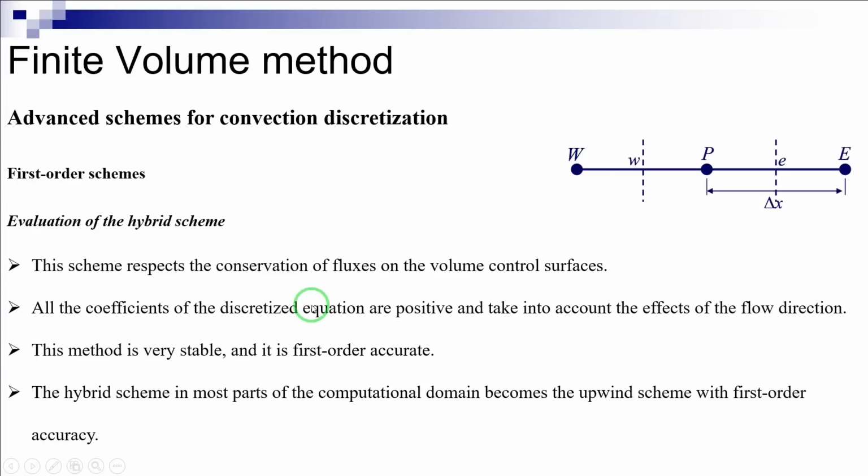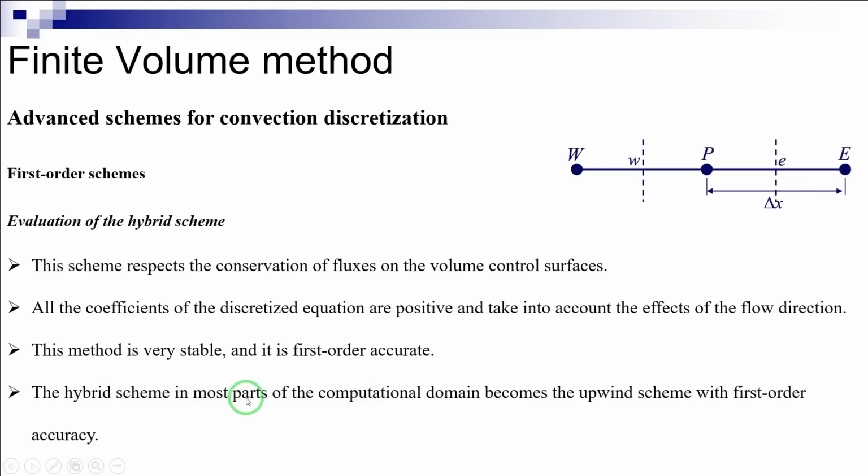Evaluation of the hybrid scheme. This scheme respects the conservation of fluxes on the control volume surfaces. Additionally, all the coefficients of the discretized equation are positive and take into account the effects of the flow direction. This method is very stable and it is first order accurate. The hybrid method was very popular at the time of its presentation and was widely used due to its stability.